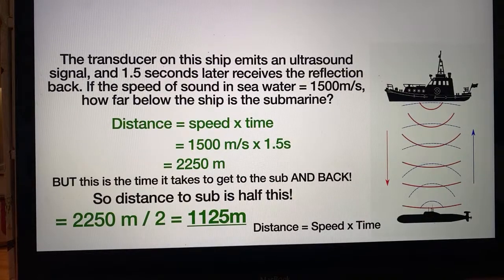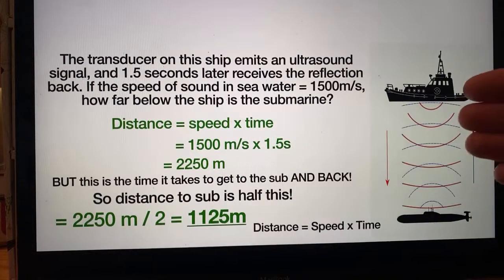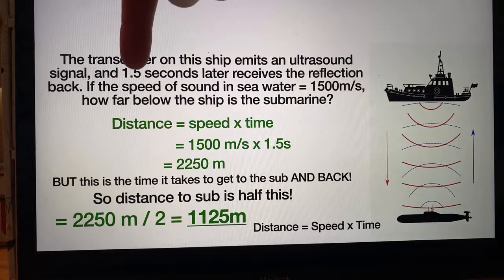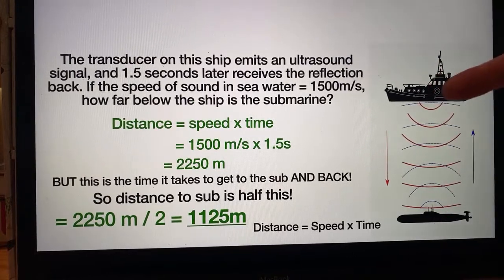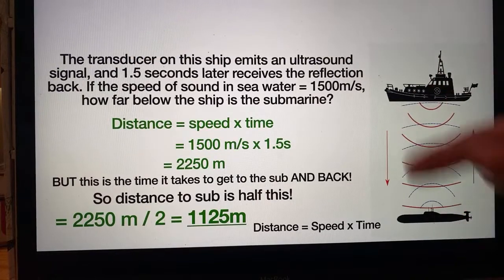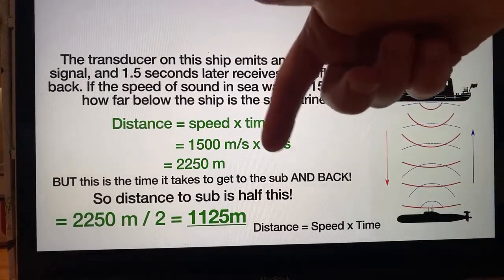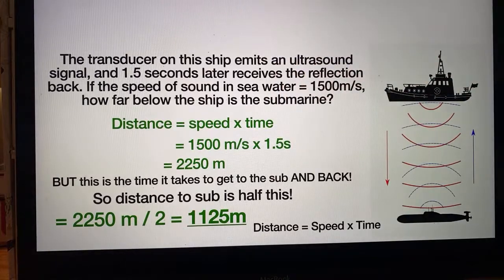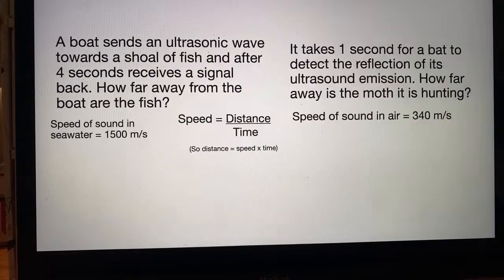So we get 1,125. Now what you could have done is you could have said, okay, if it takes 1.5 seconds to go there and back, then it only takes 0.75 seconds to get there. You could have done that and put 0.75 seconds in there. That would have been fine. Hopefully you would have definitely got the same result. So well done if you got 1,125. Well done if you didn't, but you're thinking, all right, I'm a little bit closer now to being able to answer these questions because I've got some more for you.